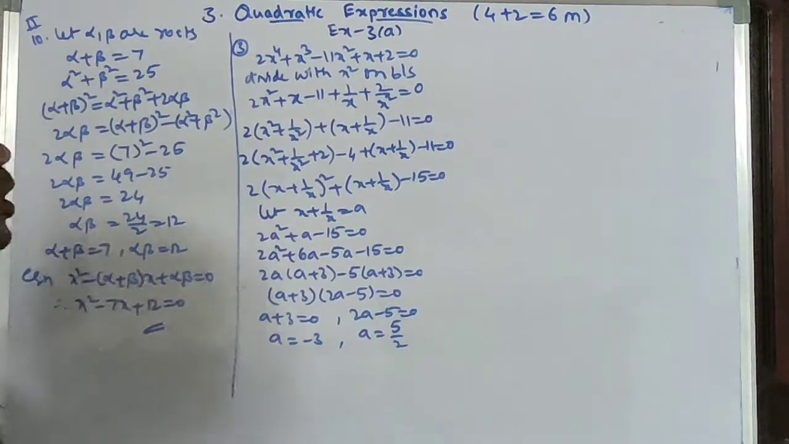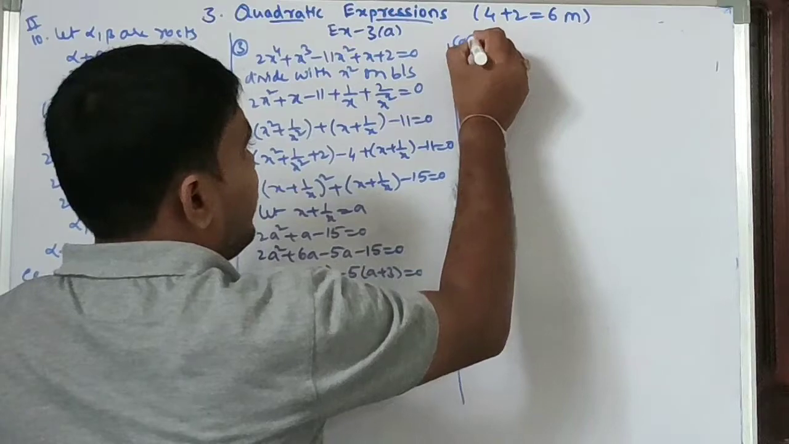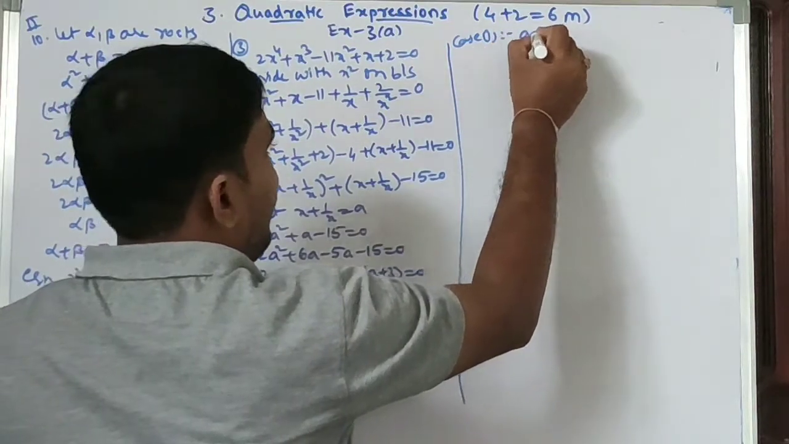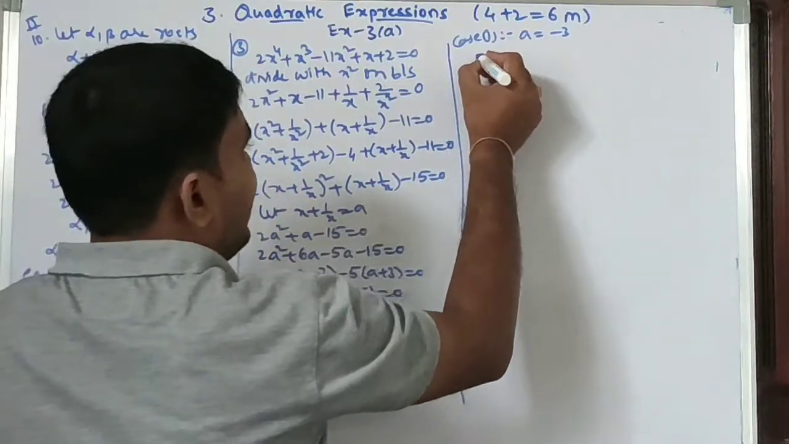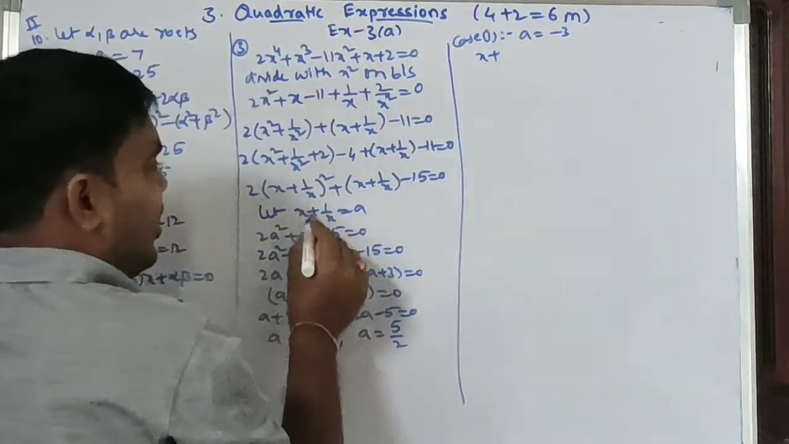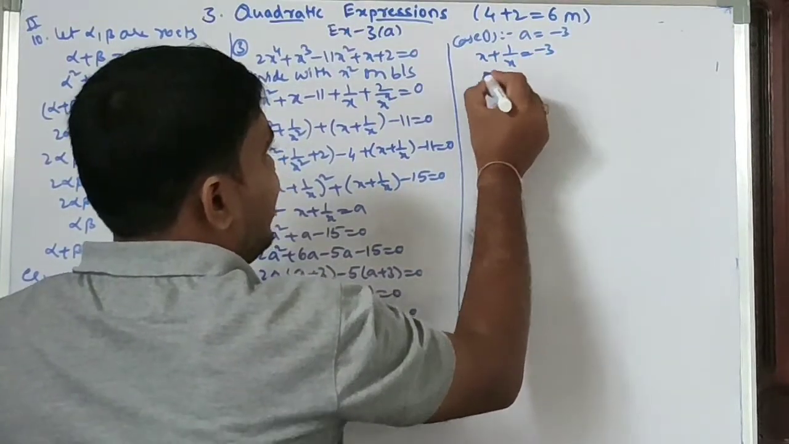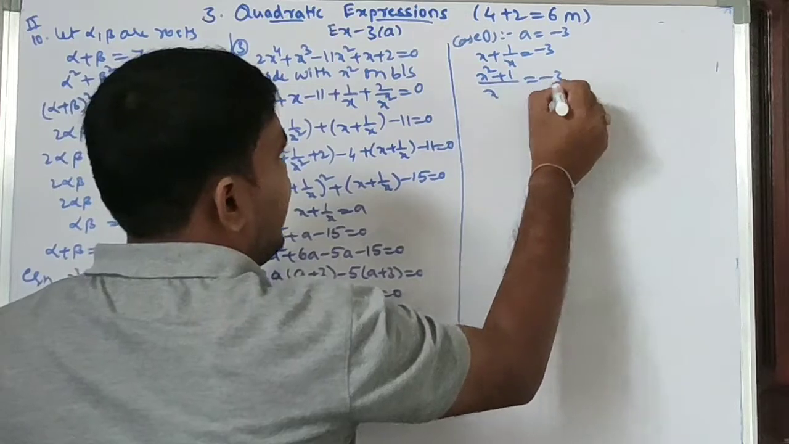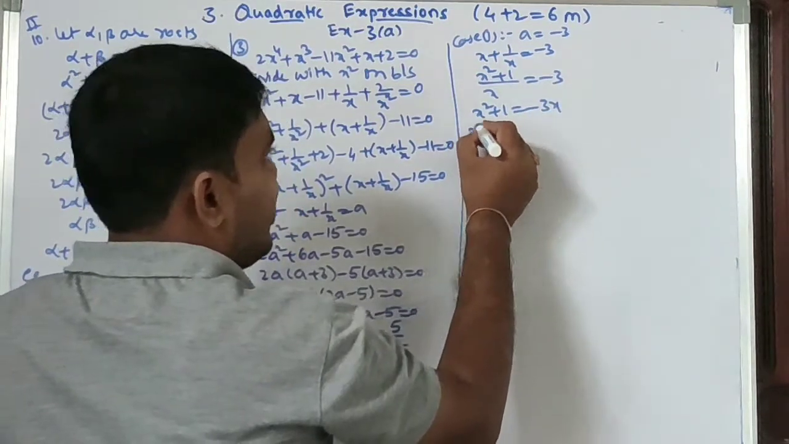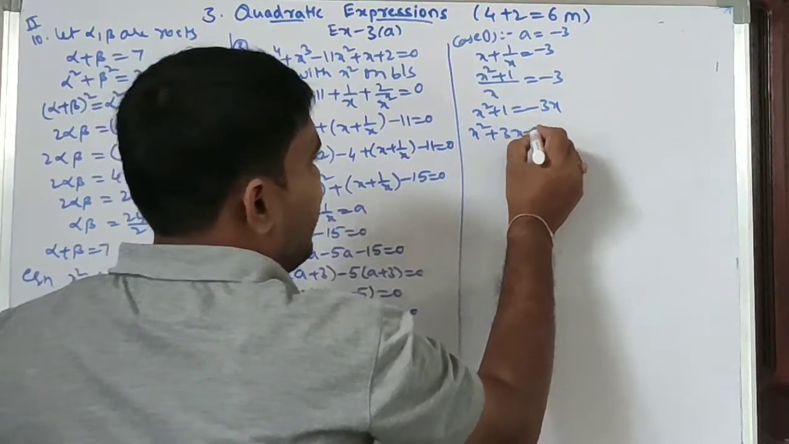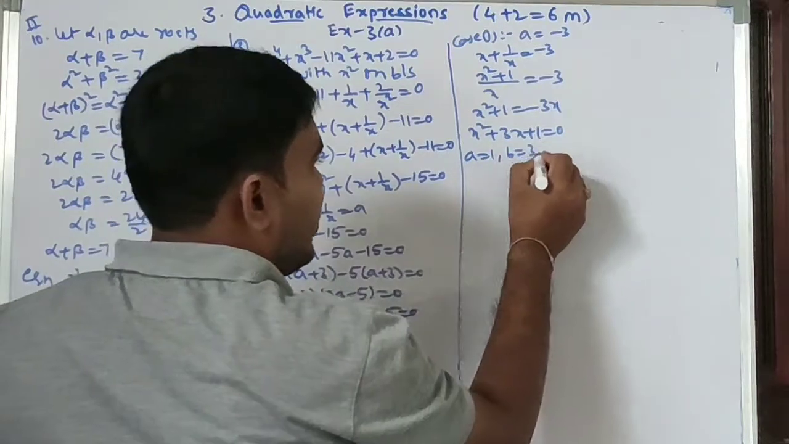So we are getting two cases. First one, case 1: a equal to how much? Minus 3. So if a equal to minus 3, what is a? x plus 1 by x. x plus 1 by x equal to minus 3. Denominator x: x square plus 1 equal to minus 3x. Bringing to the left side, x square plus 3x plus 1 equal to 0. So a equal to 1, b equal to 3, c equal to 1.